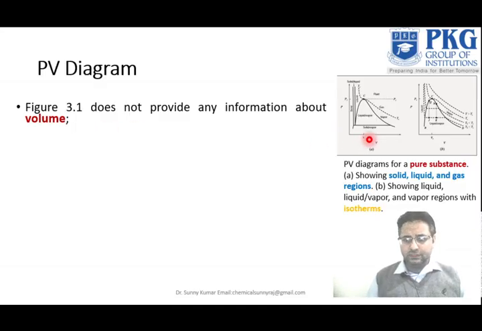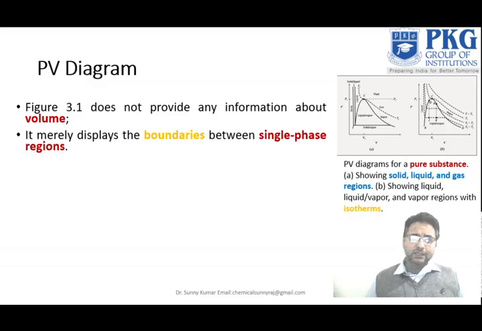These are the two figures. Figure 3.1 does not provide any information about the volume. The previous PT diagram does not show this volume information. So this is another figure. It merely displays the boundaries between the single-phase regions. This is a PV diagram for a pure substance showing solid, liquid, and gas regions.